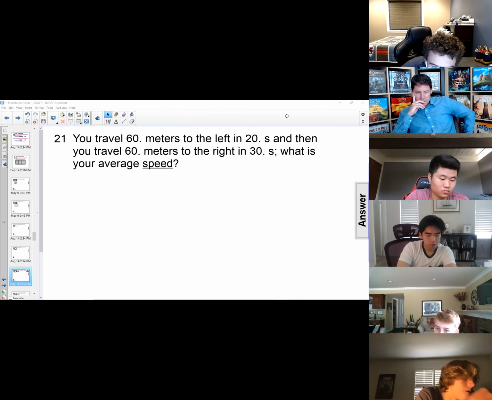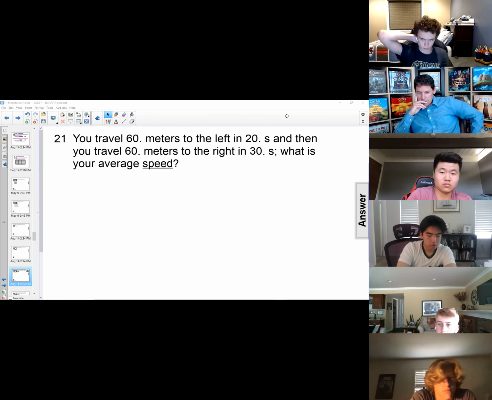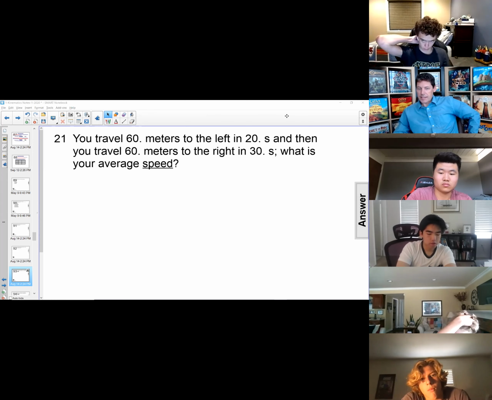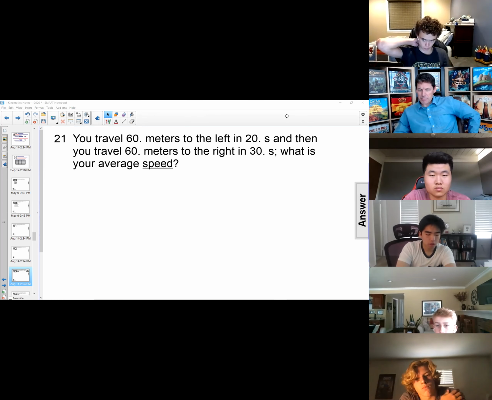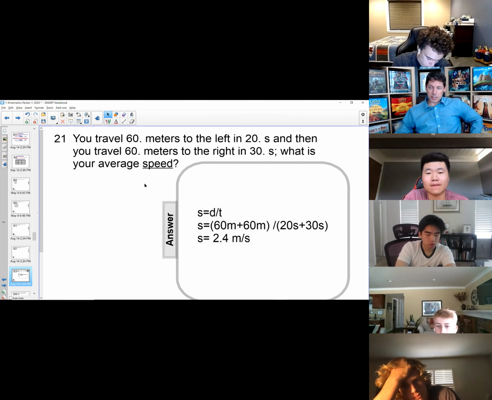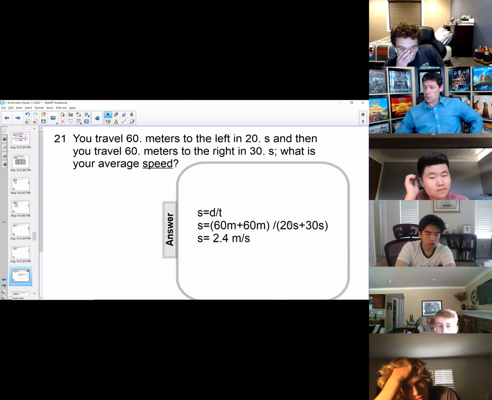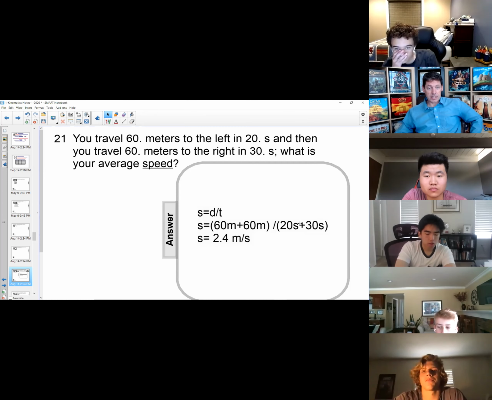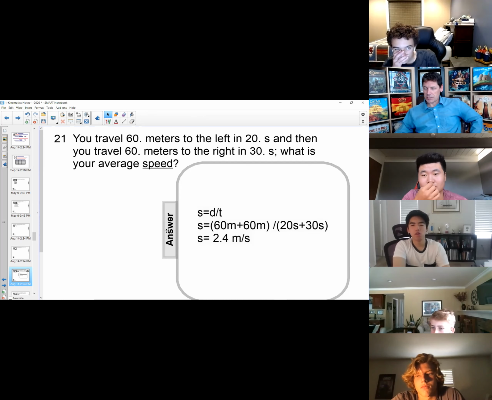Anybody coming up with a different answer? I got 2.4. Yeah, so might just be a mental math mistake, but if it's 60 meters to the left and 60 meters to the right, we don't really care about direction for speed. So it's just 60 plus 60 is 120, and then 20 plus 30 is 50. So it's 120 divided by 50. So we should get 2.4 meters per second. Might just have been a mental math mistake there. Everybody okay with that?